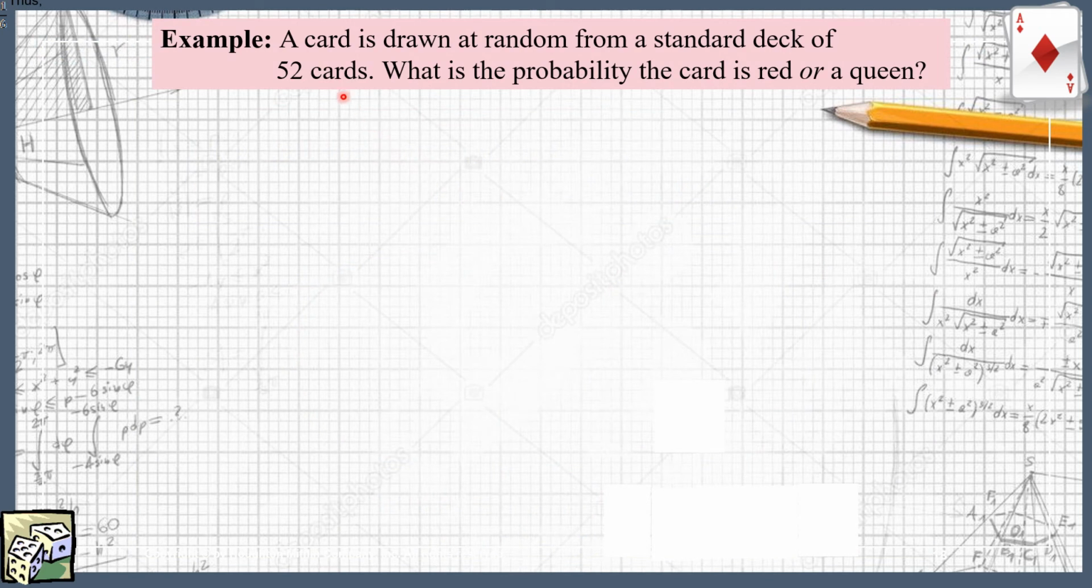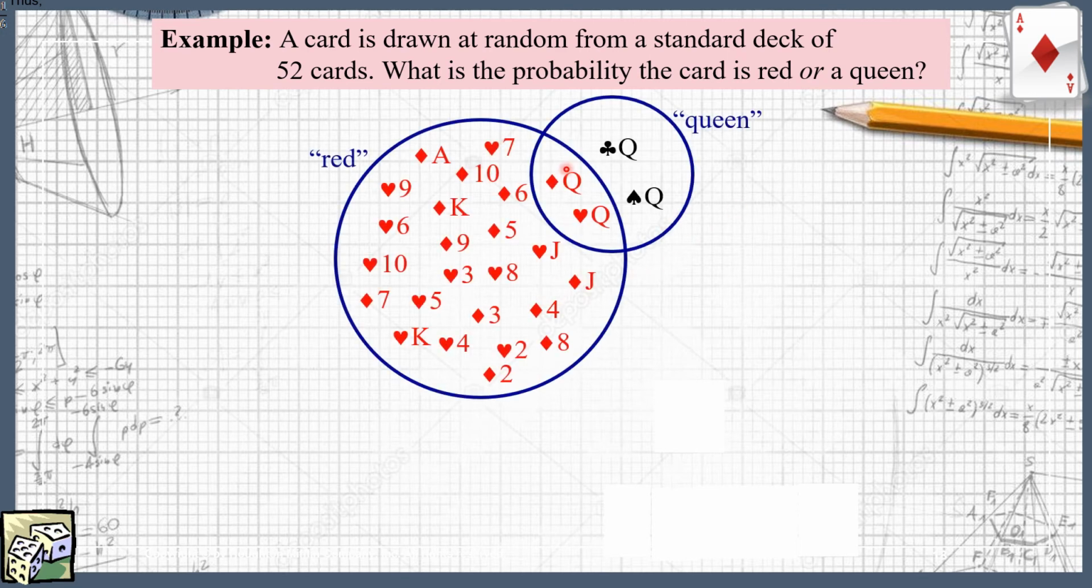Let's try to have an example. A card is drawn at random from a standard deck of 52 cards. What is the probability that the card is red or queen? So, from the word or, it means we're going to find the union. Probability of the union of red or queen cards. So, yung ating unang set na red, ito yung kanyang elements. Ito naman yung pangalawang set, which is queen. So, meron tayong 4 na elements.